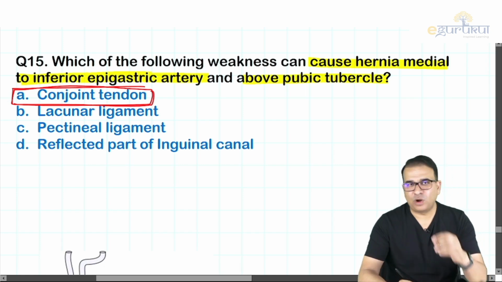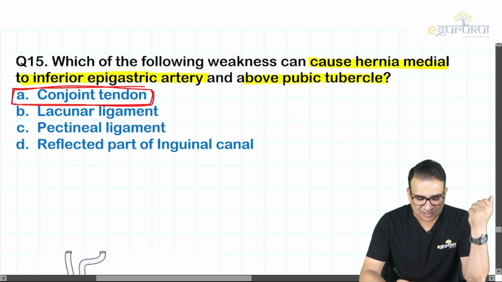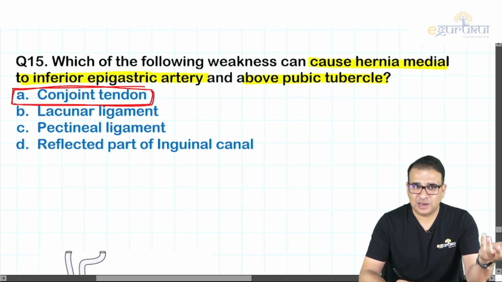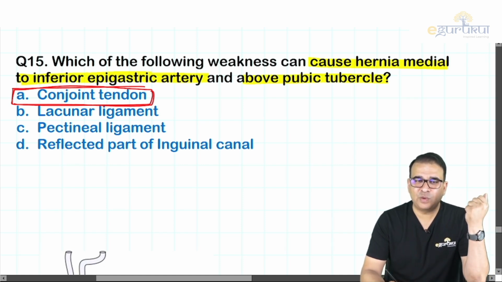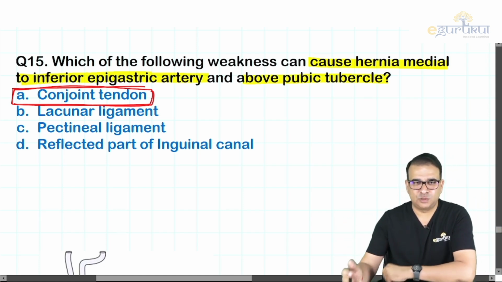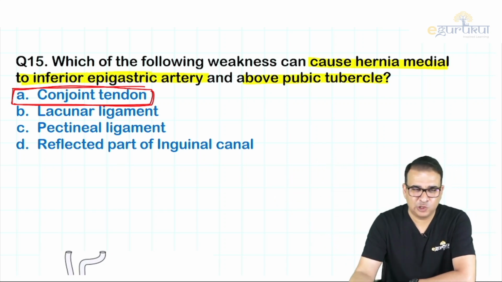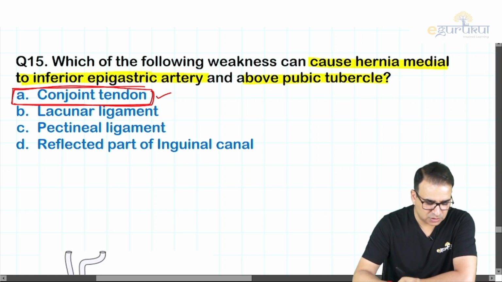Lacunar ligament is the modification of the inguinal ligament only, which is present in the floor of the inguinal canal. Pectineal ligament is also one of the modifications of inguinal ligament only, and the reflected part of inguinal ligament is also present in the posterior wall, but that is very close to the midline. I'm not very sure about the other options here, but the conjoint tendon definitely was given in the option, and that is the answer to this question.